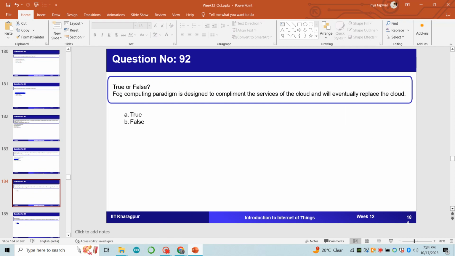Next question is, state whether true or false. The fog computing paradigm is designed to complement the services of cloud and will eventually replace the cloud. True or false? False. Right, this is false.